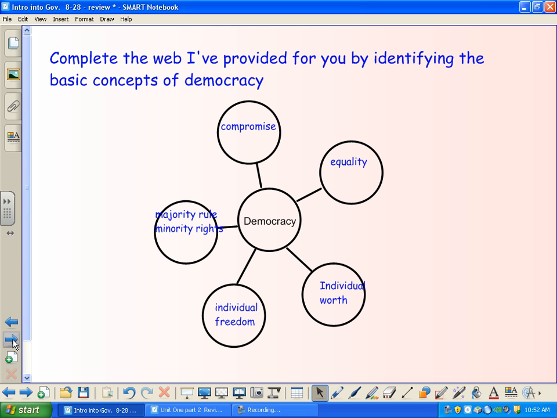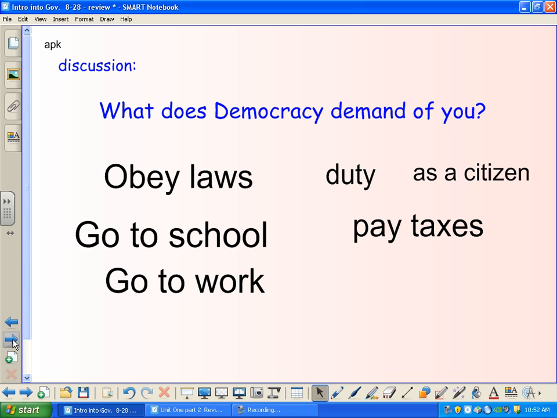All right, moving on to the next slide. We have here a discussion that we had about what democracy demands of you. We came up with these: obey laws, go to school, go to work, do your duty as a citizen, pay taxes. All of those are things that democracy asks or demands of you. That's the kind of question that I would ask. It's an opinion question, but I do expect you to have thoughtful answers on the test, based on the facts that you've learned in this class.